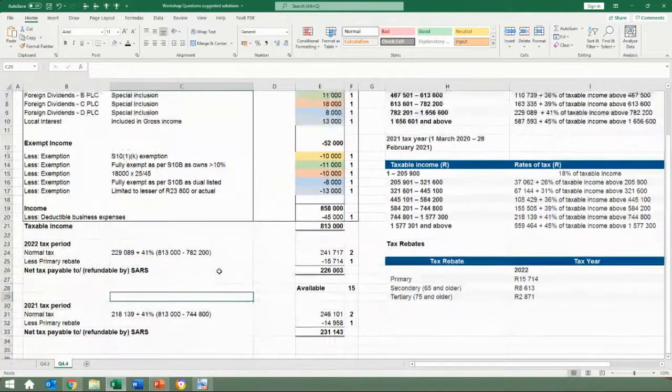Do you guys have any questions on this before we move on to question 4.3? Is there anything you're specifically wondering about for the dividends or the dividend exemptions, or how to calculate the tax specifically?